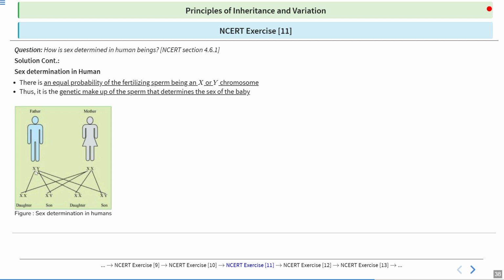So if there is a mutation on the X chromosome of the male, then how many sons will be affected? The answer will be 0, because the male will only transfer this X chromosome having the mutated gene to the daughters, not to the sons. Male will always give the Y chromosome to the sons, not the X chromosome. The X chromosome it will give to the daughters.